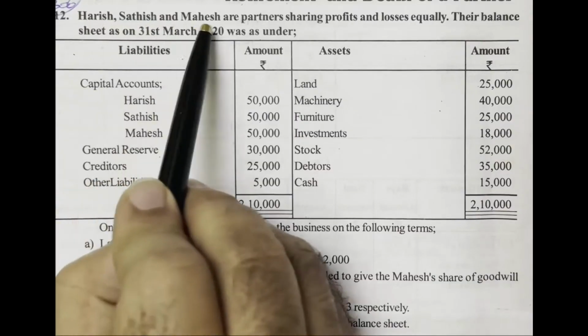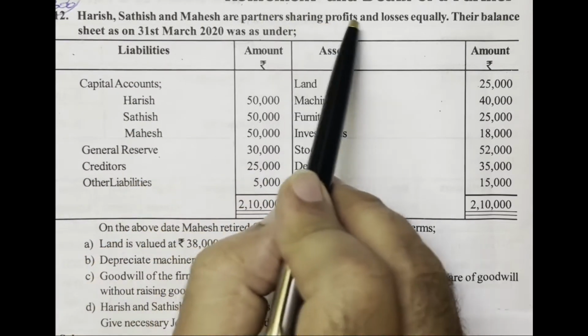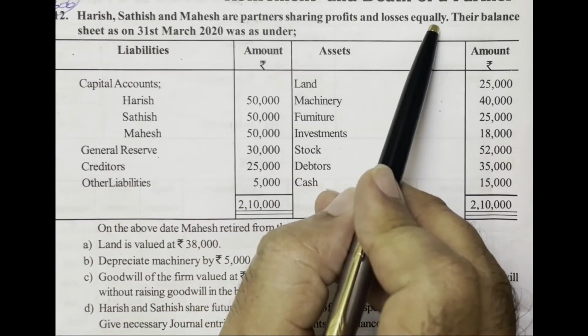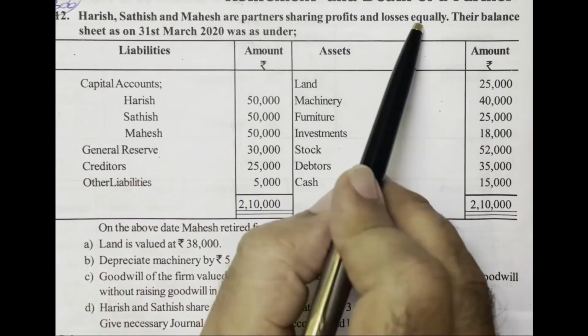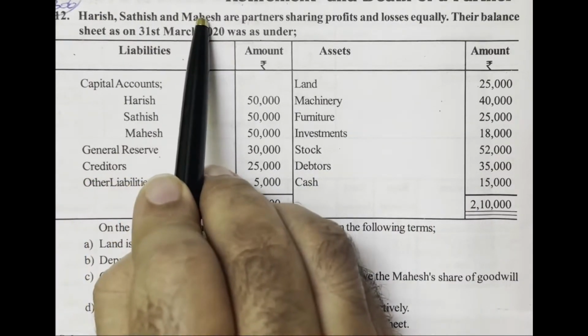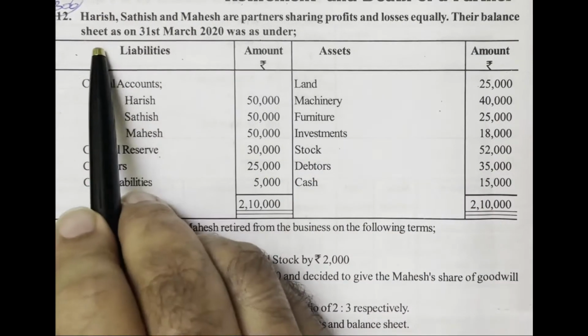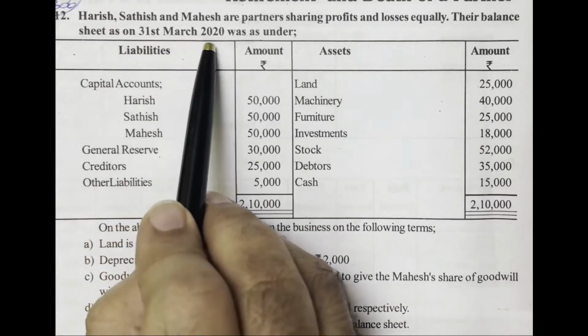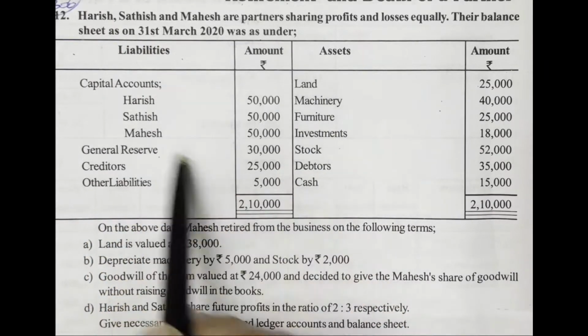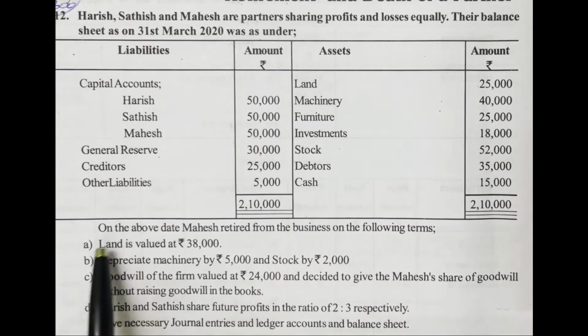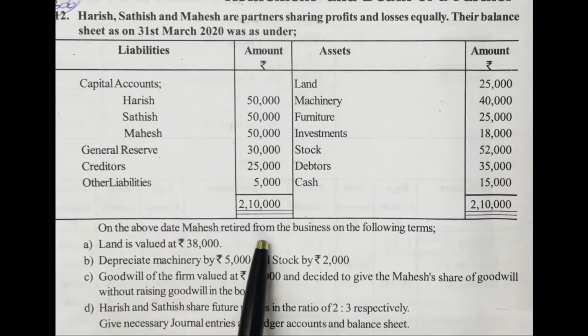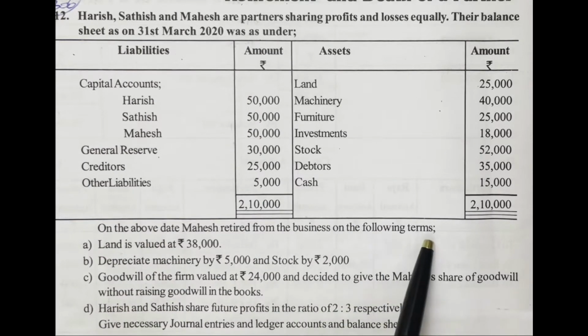Harish, Satish and Mahesh are partners sharing profits and losses equally. Three partners are there, so equally means 1:1:1 is the old ratio. Their balance sheet as on 31st March 2020 was as under. This is the old balance sheet. On the above date, Mahesh retired from the business on the following terms.